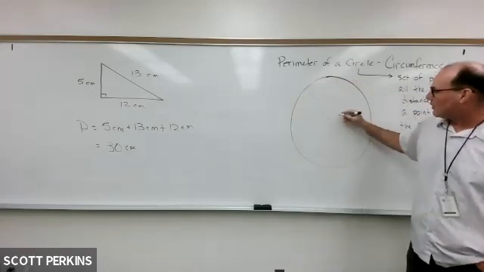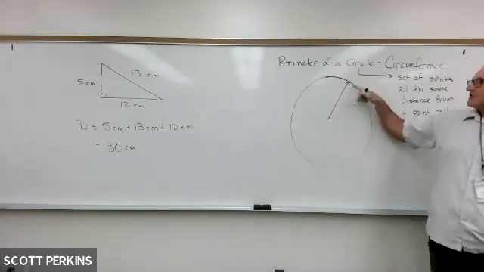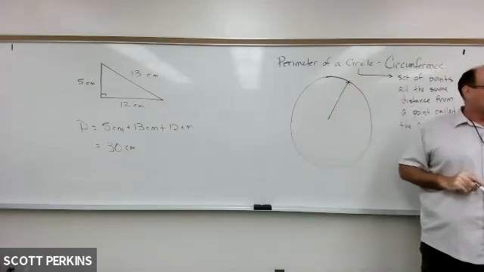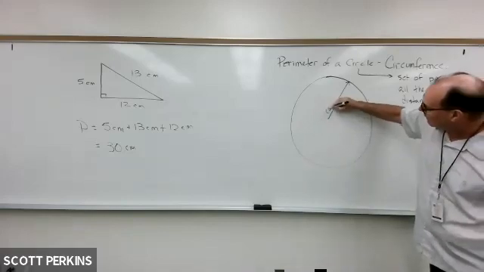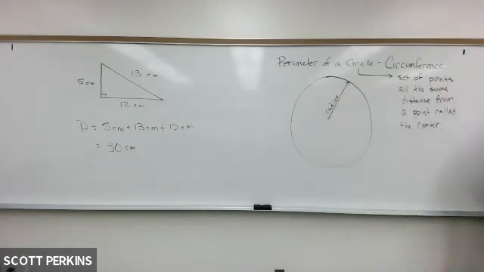Now, a couple of trivia questions. Does anyone know what this distance is called from the center to the outside of the circle? The radius. Great, you've heard this. I'm boring you. I get it. The radius is what that's called: the distance from the center to the outside of the circle.